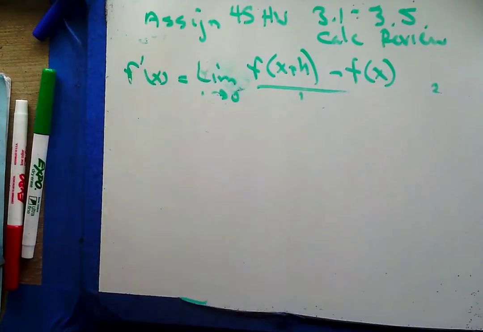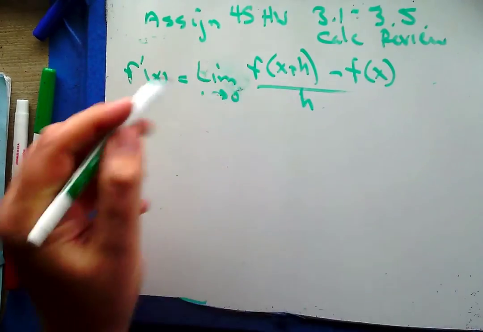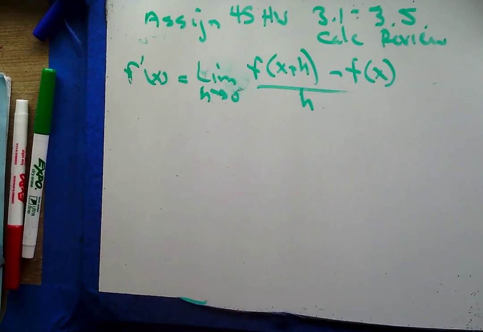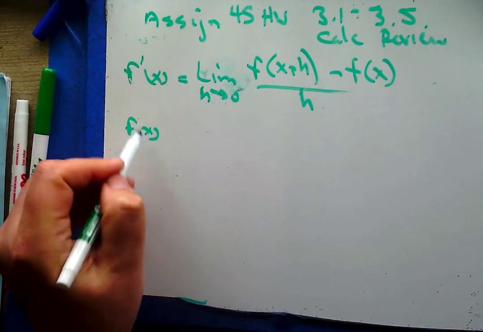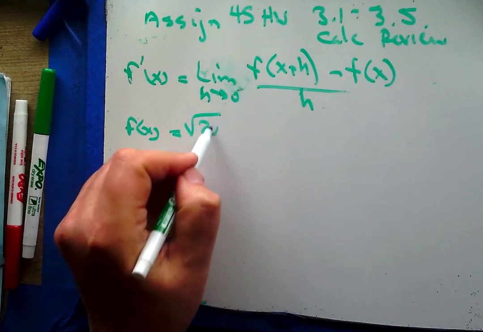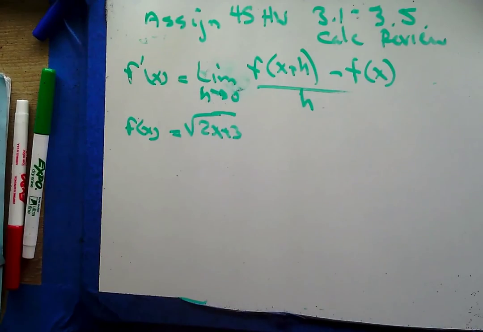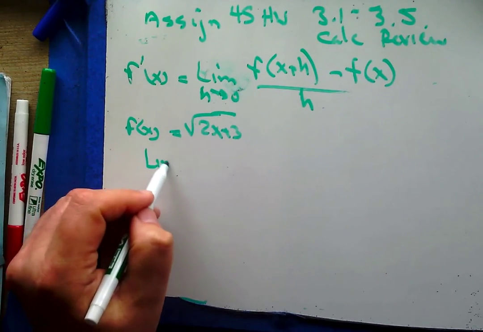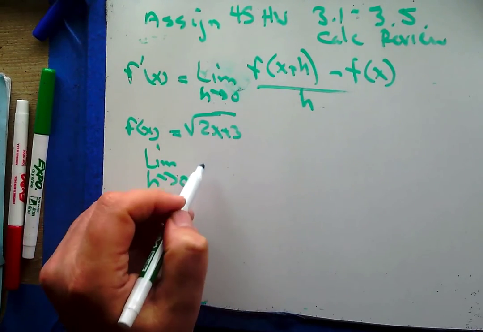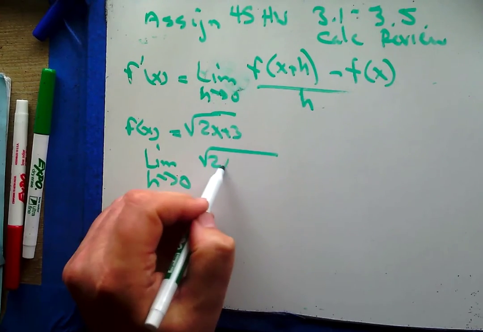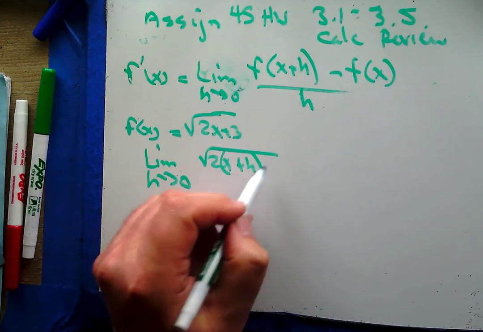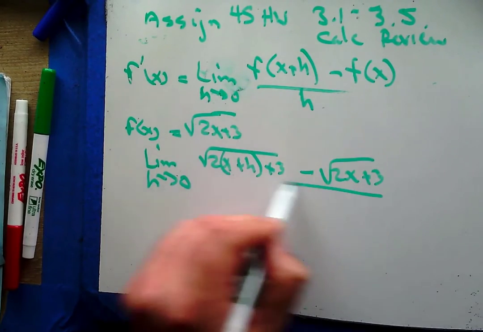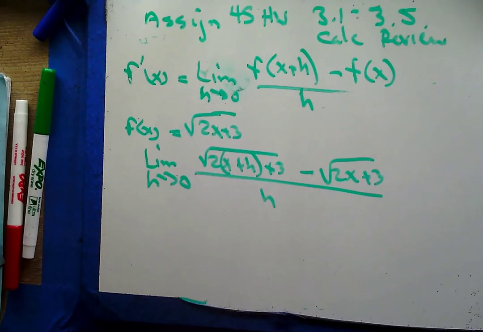With 2, we're using the same limit definition of the derivative. So why did I put this one on the worksheet? Well, look at your f of x. Your f of x here is square root of 2x plus 3. So what I'm going to have to do is say the limit as h heads to 0 of square root of 2x plus h plus 3 minus square root of 2x plus 3 over h.